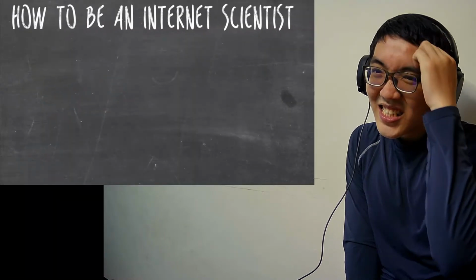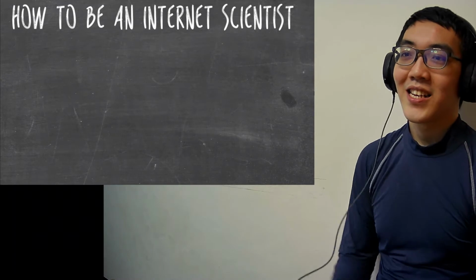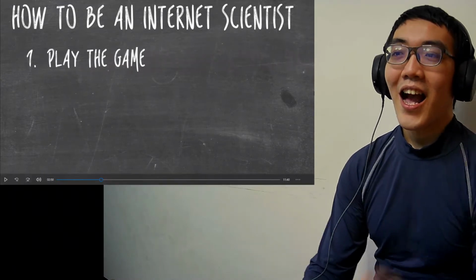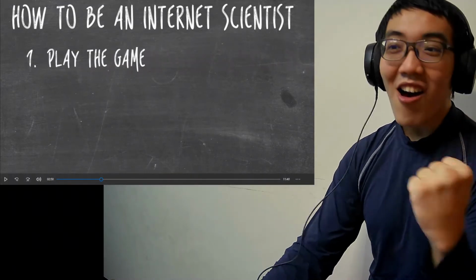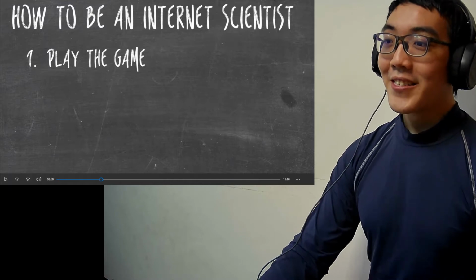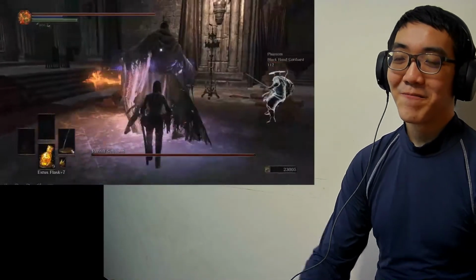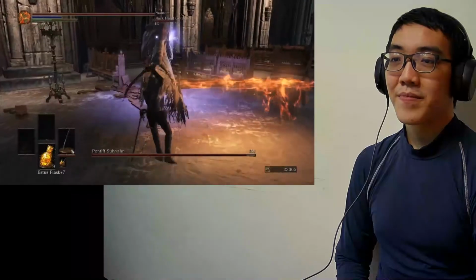Step 1 in being a scientist is to play the game. How to be an internet scientist. Step 1, play the game. It's a personal rule of mine to play every single game I do a video on, and it's easily the best part of the job.